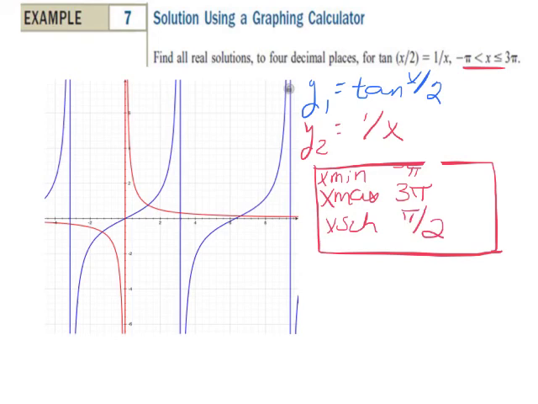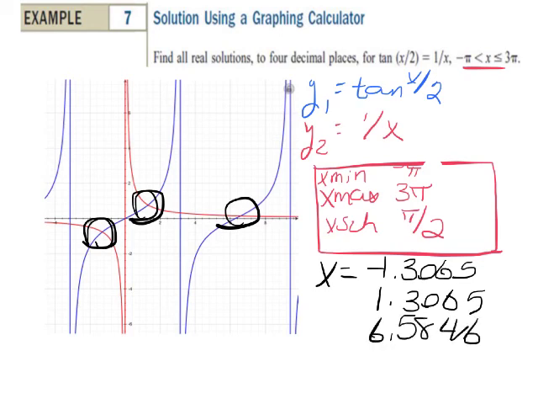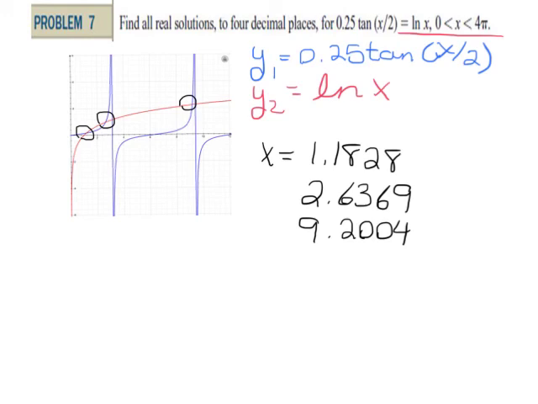Graph it. Find out where they intersect, right here, and right here, and your answer would be x is negative 1.3065, which is this one. X is 1.3065, which gives you this one, and the last one is 6.5846. Time for you to pause. Okay, here are your 3 answers. Let's move on to the next.